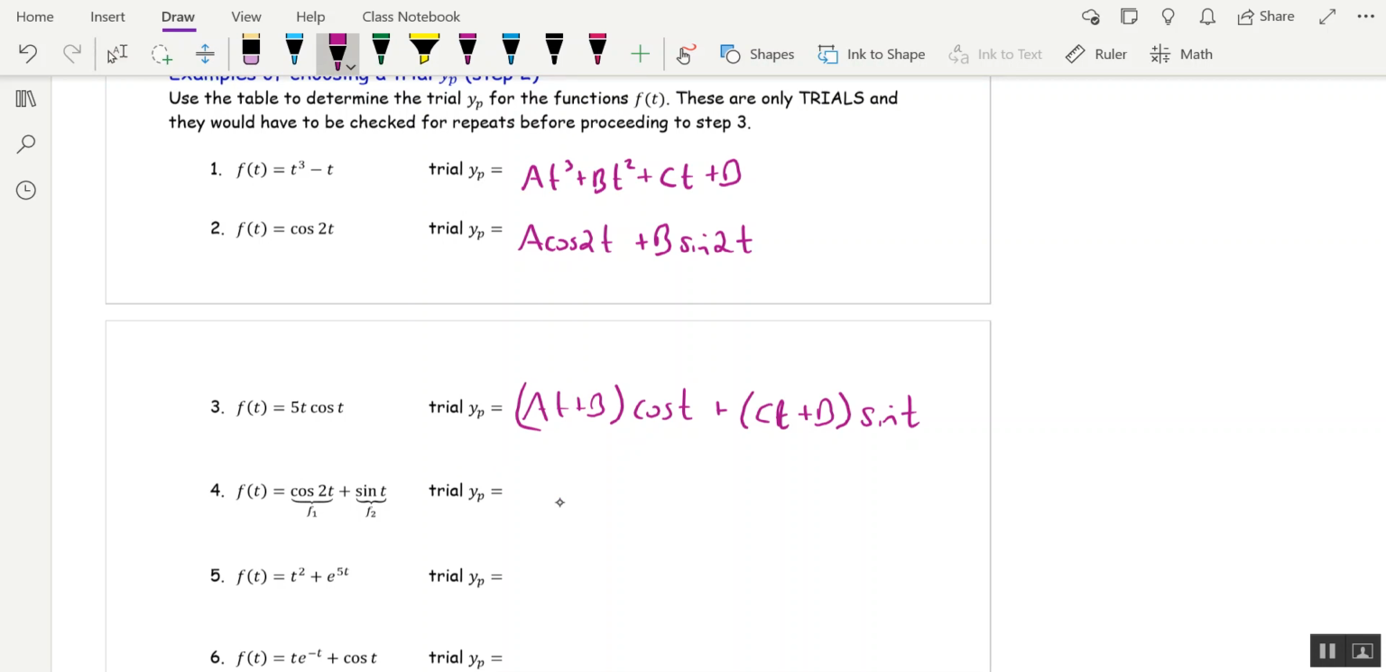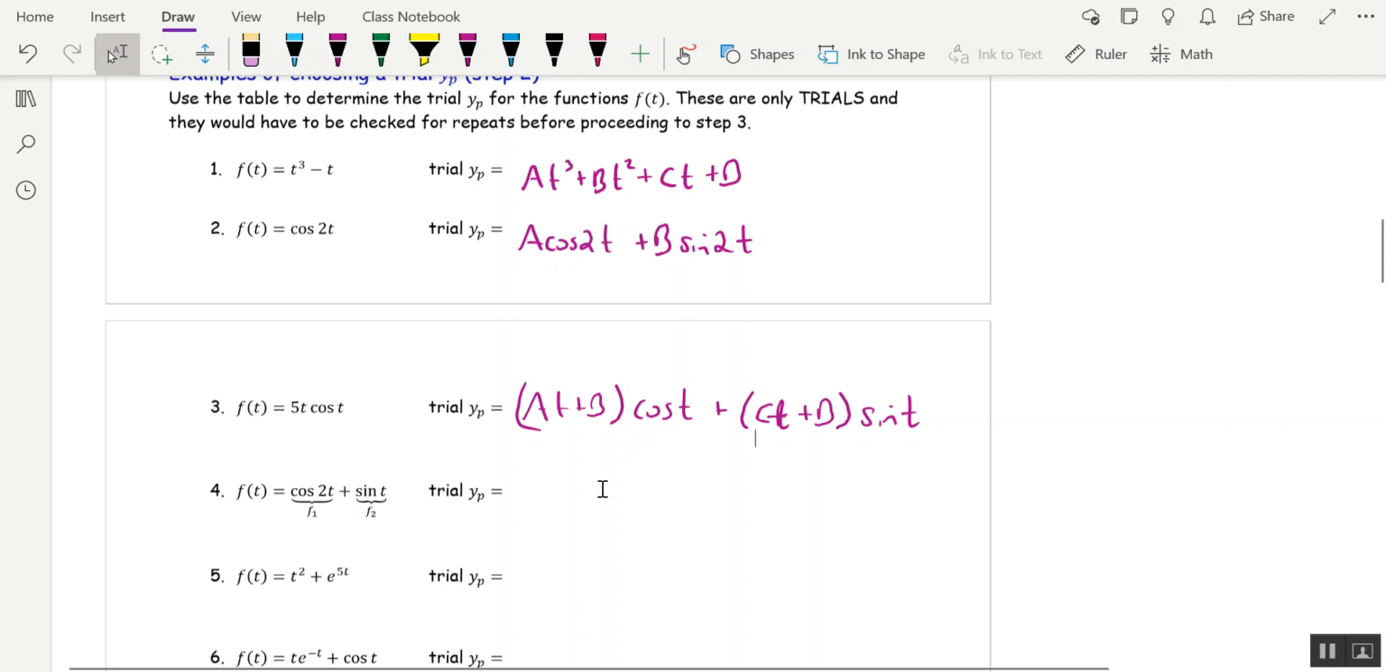If this had been 5t cosine 7t, I would have AT plus B cosine 7T, and then CT plus D sine 7T. And it has to be in this format. Remember, you can't write it factored as AT plus B and then times C cos T plus D sine T. It's got to be in the format I'm giving you here.